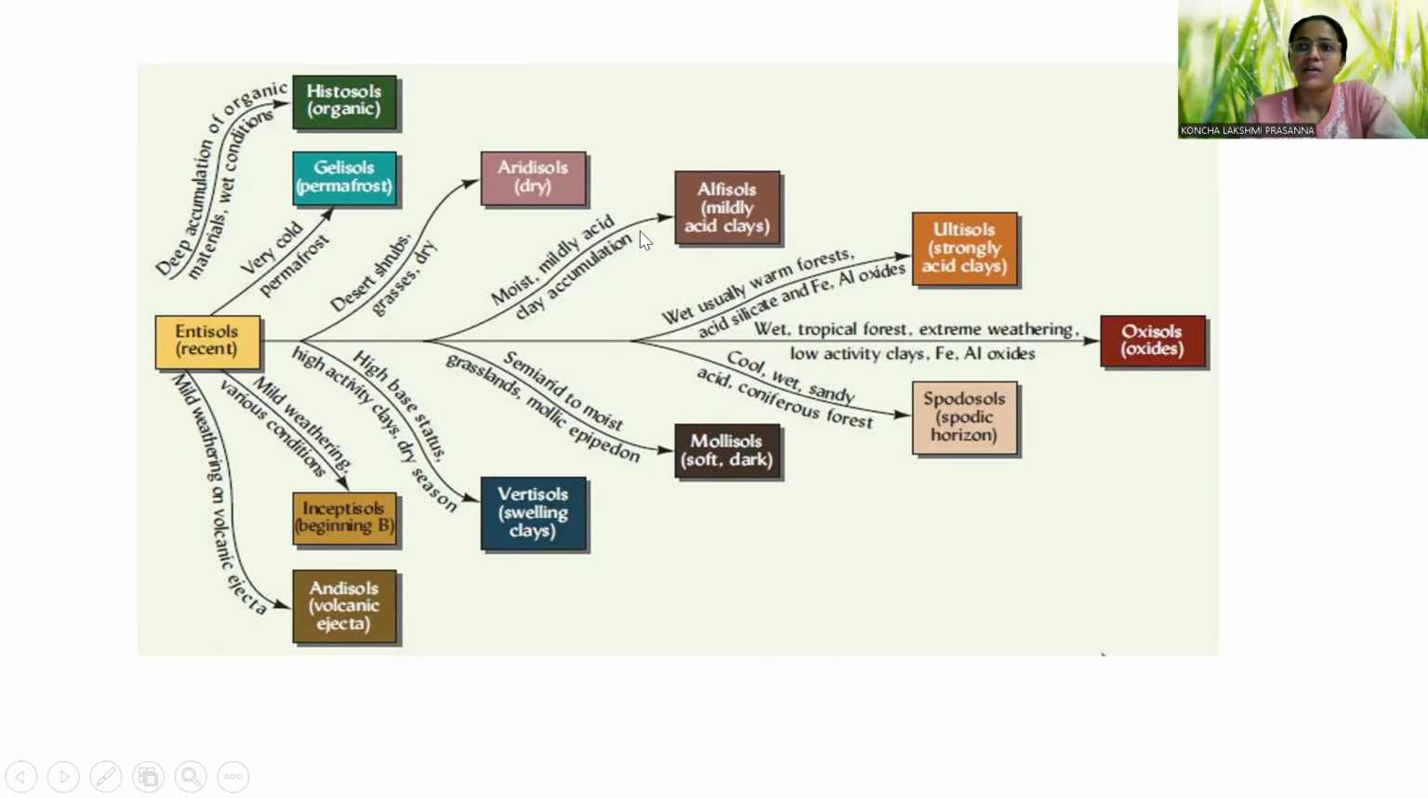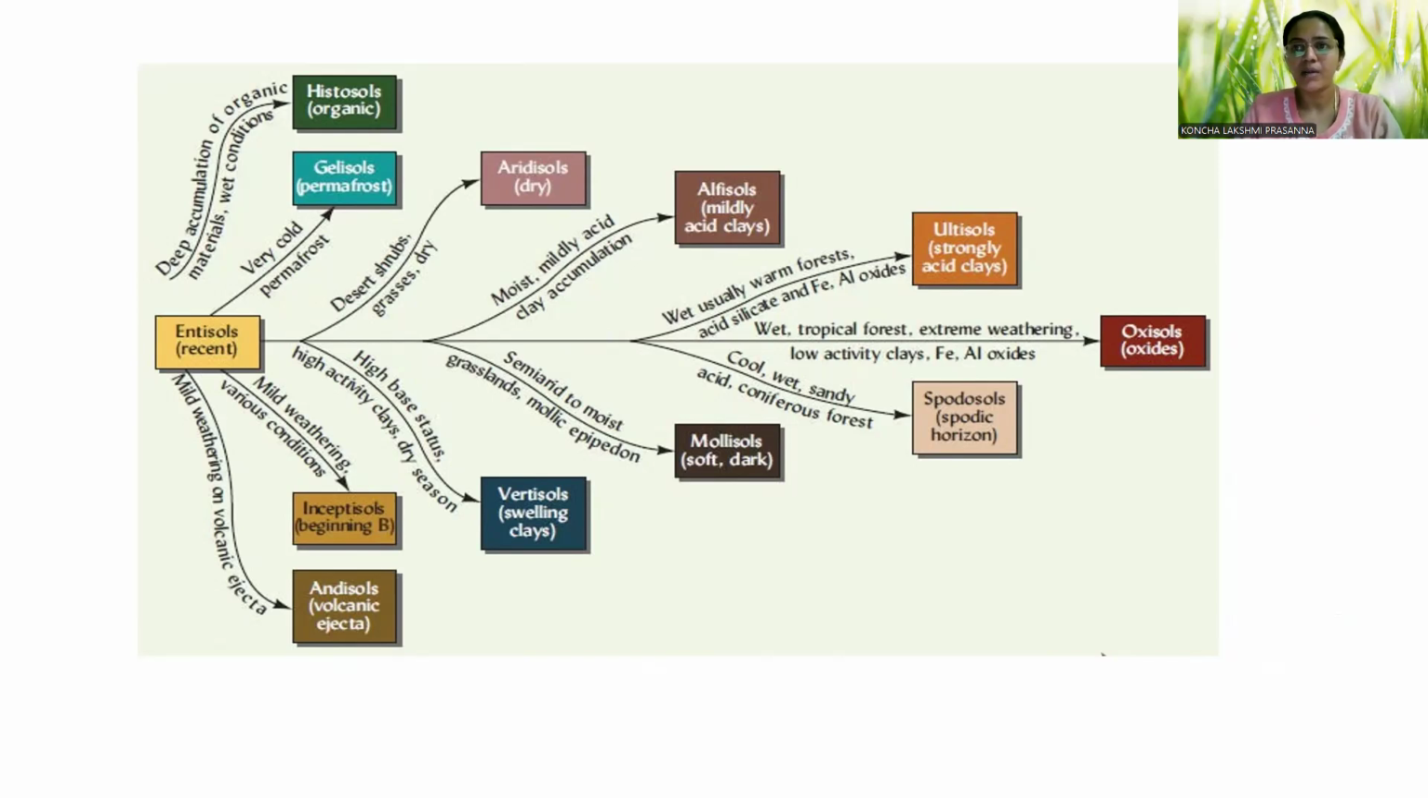Alfisols have mildly acid clays. Aridisols are the dry soils. Mollisols are the soft and dark colored soils having high base saturation. Ultisols have strongly acid clays. Spodosols have the spodic horizon present in them. Oxisols have the oxic horizon, having oxides of iron and aluminium present in them.